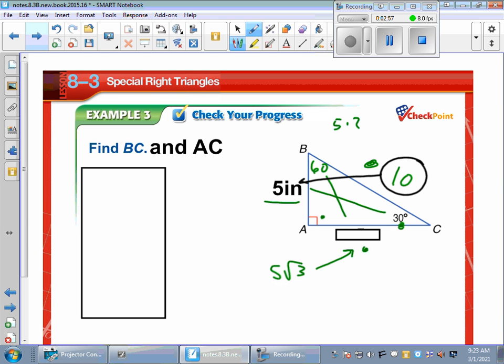What if they started you with the long leg? We don't want to go right from the long leg to the hypotenuse. No, we don't want to do that. We want to go from the long leg to the short leg. To go from long leg to short leg, you divide by the square root of 3. That would give you the 5. Then you multiply by 2 to get to the hypotenuse.